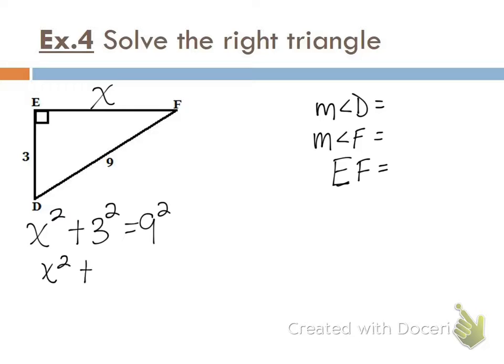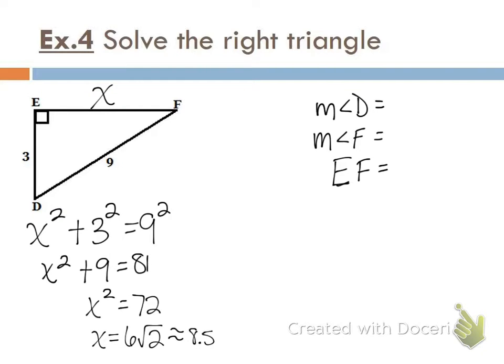Taylor is correct. This does turn into x squared plus 9 equals 81. Subtract the 9. X squared equals 72. Okay, we would get x is equal to 6 root 2. Oh, they did give us directions on your paper to round to the nearest tenth, so this would be approximately what? 8.5. Okay, always follow whatever the directions are. Questions about finding EF?